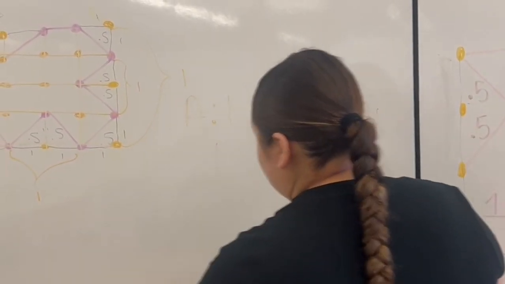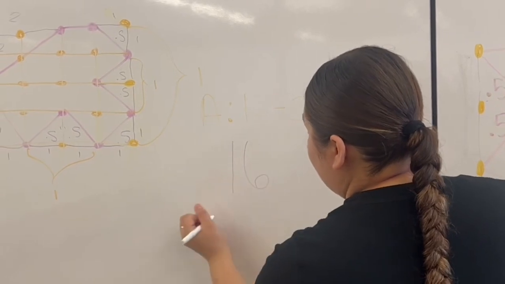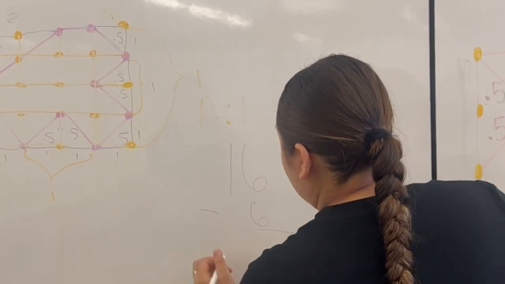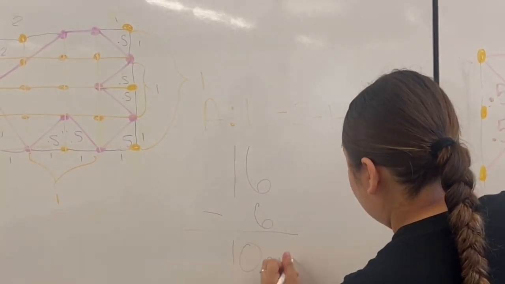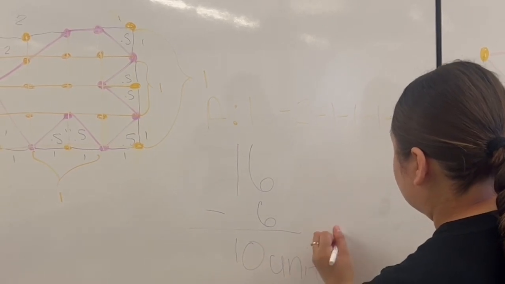Let me do this. 16 minus 6, which will give you 10 units square.